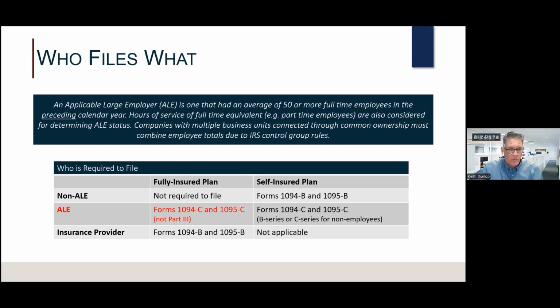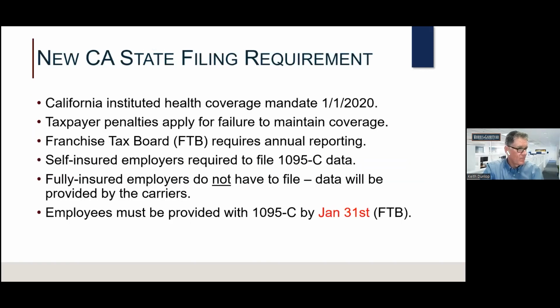So first, who files what? Most everybody in this room right now for this webinar is a fully insured applicable large employer, which means you're filing forms 1094C and 1095C. You are not completing part 3 of the form. We'll talk about what that part is and how that applies to strictly self-insured employers, which I don't believe anybody in this room is.